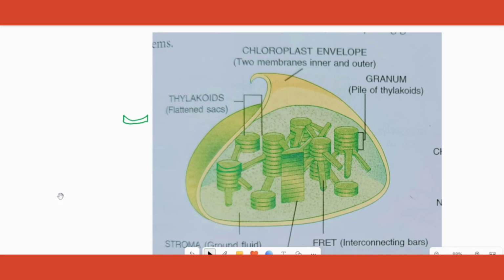Another question that comes here is differentiate between chloroplast and chlorophyll. What's the difference? One is a plastid, another is a pigment. Chloroplast helps in photosynthesis, both phases. Chlorophyll helps in harvesting light. 2 points of difference you are supposed to write.